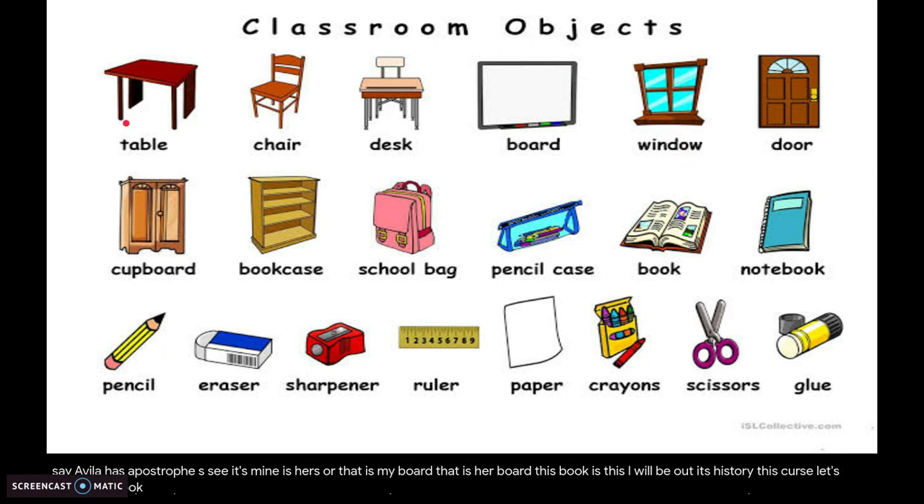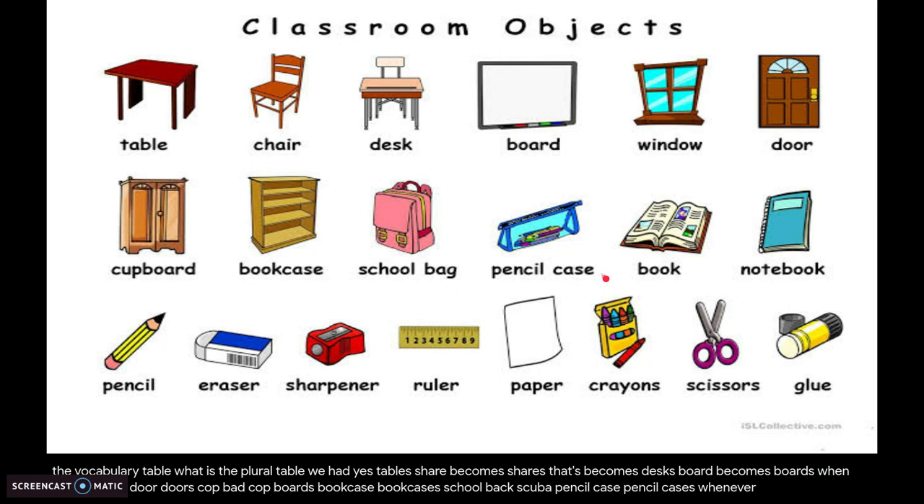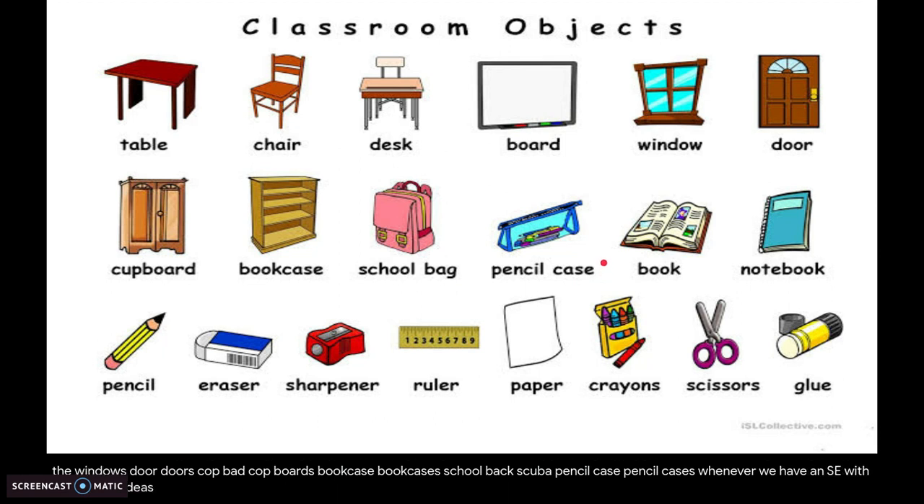So let's check the vocabulary table. What is the plural of table? We add S, yes, tables. Chair becomes chairs. Desk becomes desks. Board becomes boards. Window, windows. Door, doors. Cupboard, cupboards. Bookcase, bookcases. School bag, school bags. Pencil case, pencil cases. Whenever we have an SE, we remember we write the S. We add the extra syllable. It becomes cases. Books, plural for book, and notebooks, plural for notebook.